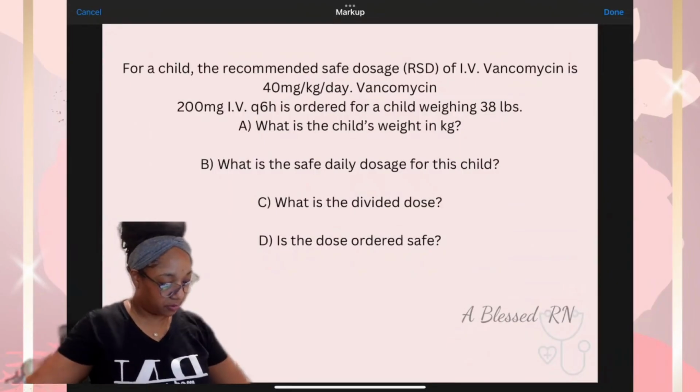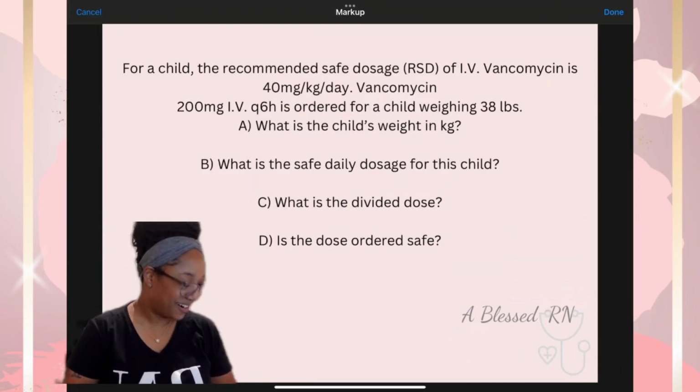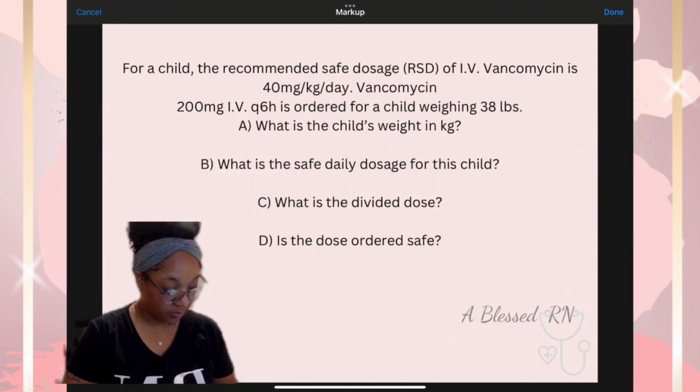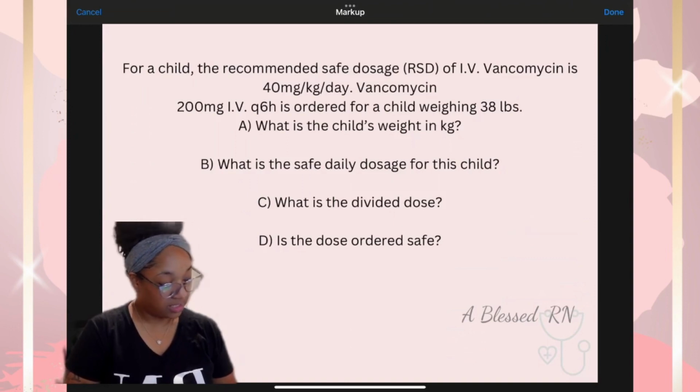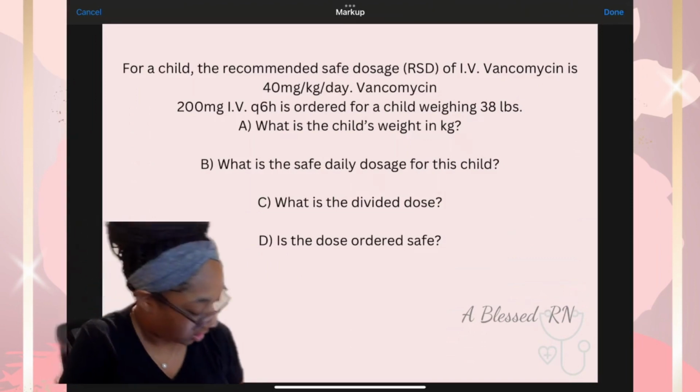For a child, the recommended safe dose of IV Vanc is 40 milligrams per kilogram per day. Vancomycin 200 milligrams IV Q6 is ordered for a child weighing 38 pounds. What is the child's weight in kilograms? And what is the safe daily dosage for this child? What is the divided dose? And is it safe?